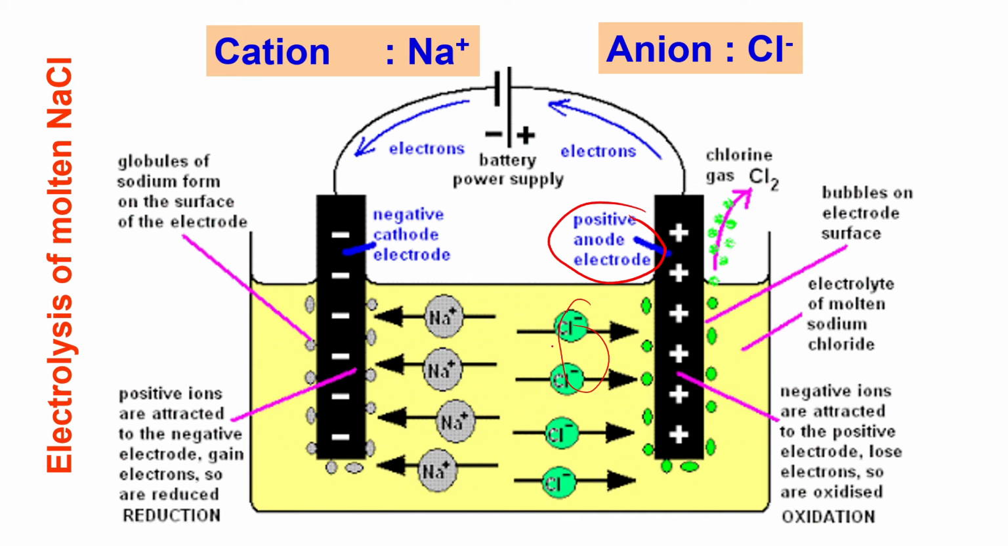So untuk negative electrode, okay, which is cathode. So cation akan pergi kepada that electrode. So Na plus gain electron. Okay, so cathode reduction. So gain electron to form sodium atom. So sodium tu akan deposited.